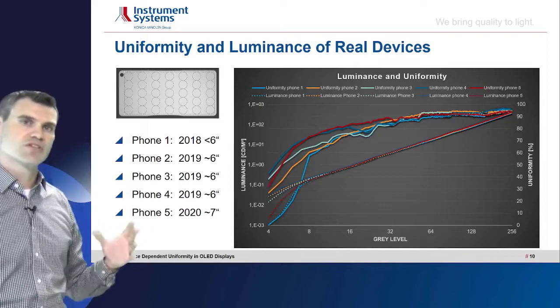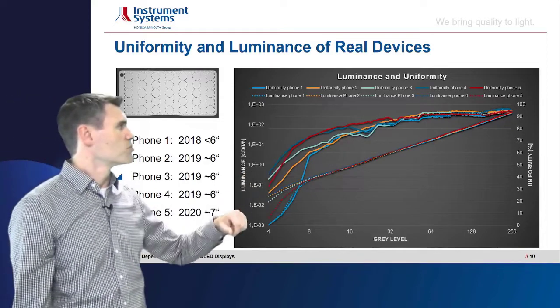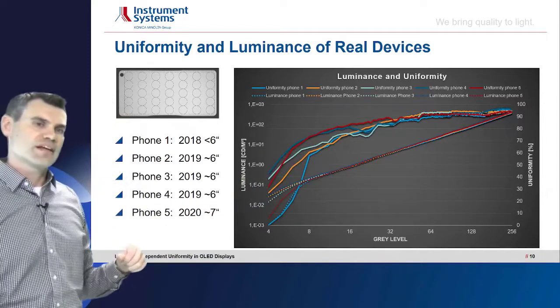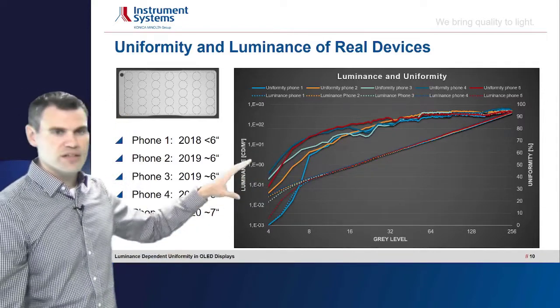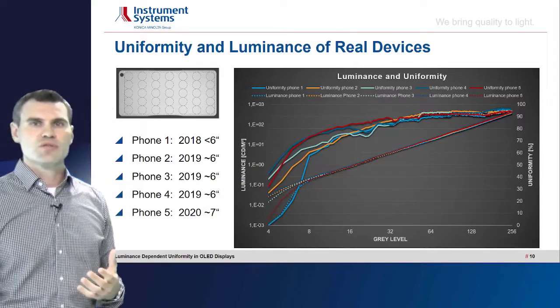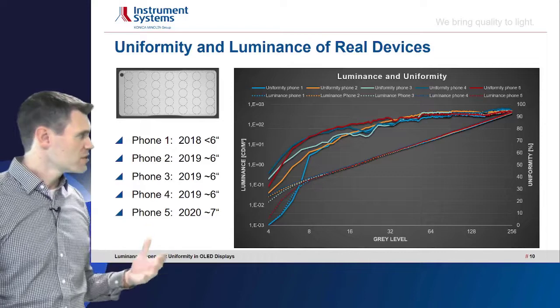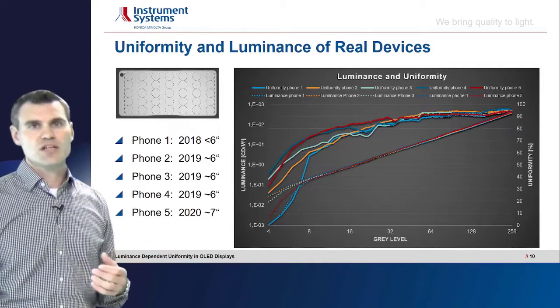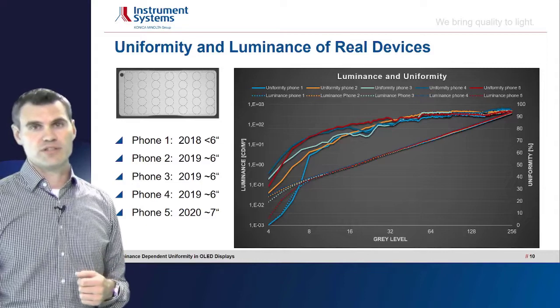We start at very nice values around 90% uniformity, going then slightly down with gray value. And again at a certain point you can see that there's a drop in the uniformity. So this really shows that we have to measure the luminance and luminance uniformity in this range in order to correct for it.